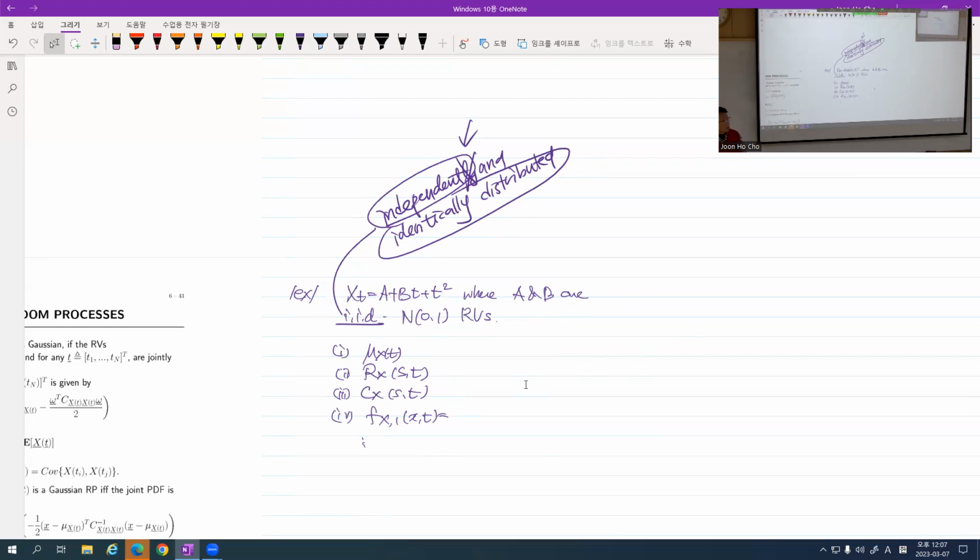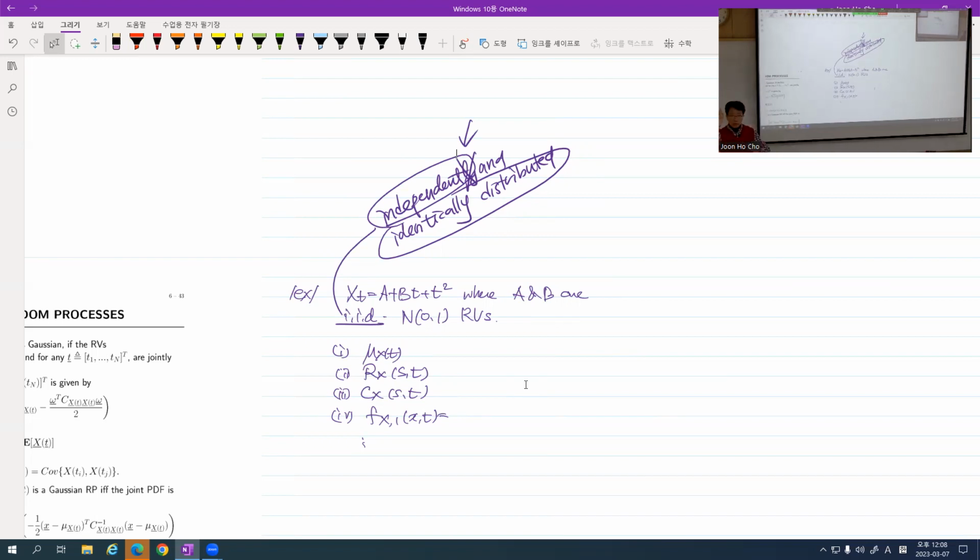Yes. Why? You've learned in your undergraduate probability and random variable courses that the summation of jointly distributed Gaussian random variables is Gaussian, right? Independence means jointly distributed Gaussian random variables. So at each time t, you have a Gaussian random variable.